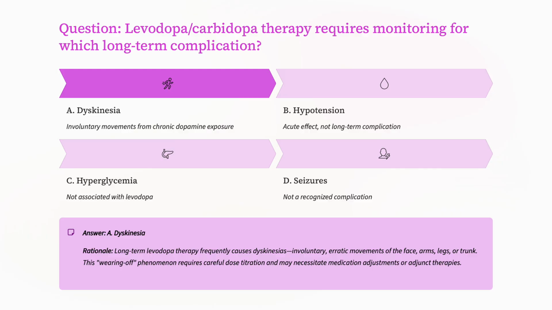So long-term treatment with levodopa can cause dyskinesia, which is those involuntary erratic movements, usually in the face, arm, legs, or trunk. And this is the medication kind of wearing off because it probably needs to be increased. So the answer is A.